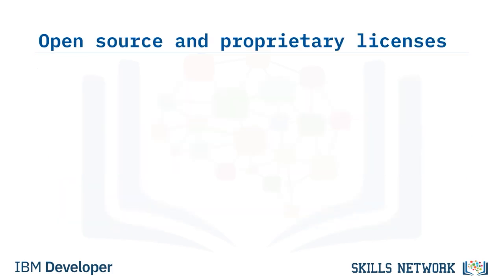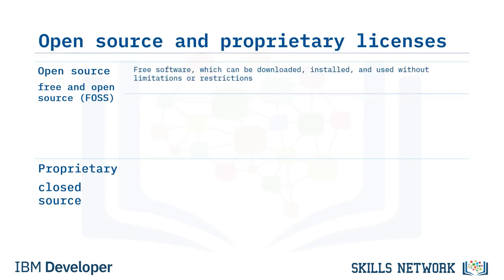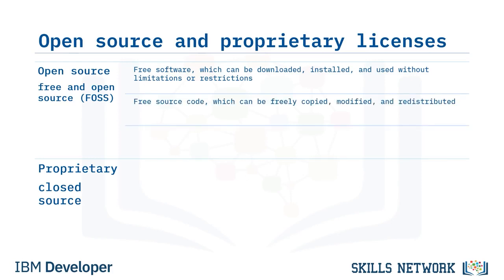Now, there are some differences between open source and proprietary software licenses. Open source licenses, also referred to as free and open source, or FOSS, are still necessary for open source software to protect developers and contributors. Proprietary software licenses are more restrictive and are designed to strictly protect the software developer and those who invested in the software. An open source license means free software which can be downloaded, installed, and used without limitations or restrictions. Free source code which can be freely copied, modified, and redistributed.